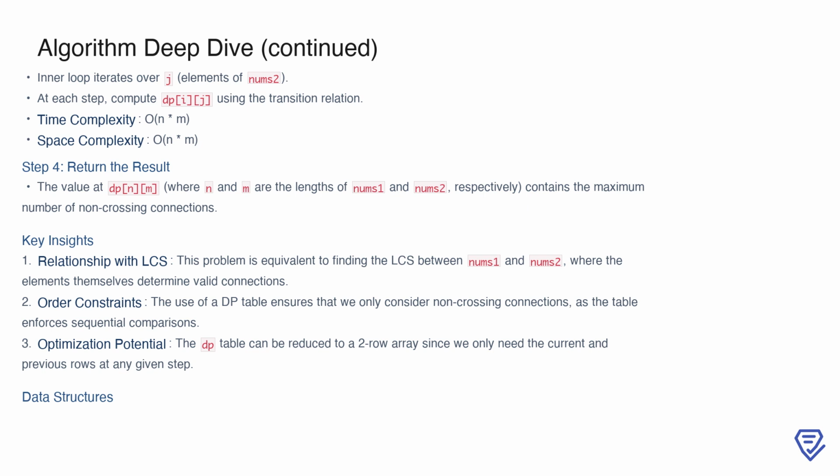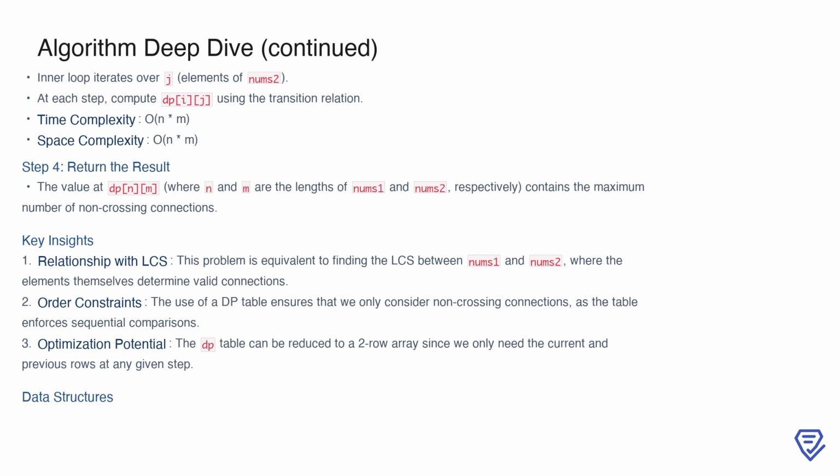The outer loop iterates through the elements of nums1, and for each index i, the inner loop iterates through the elements of nums2. At each step, we calculate dp[i][j] based on the transition relation previously discussed. This approach ensures that all possible subproblems are solved, culminating in the final solution.